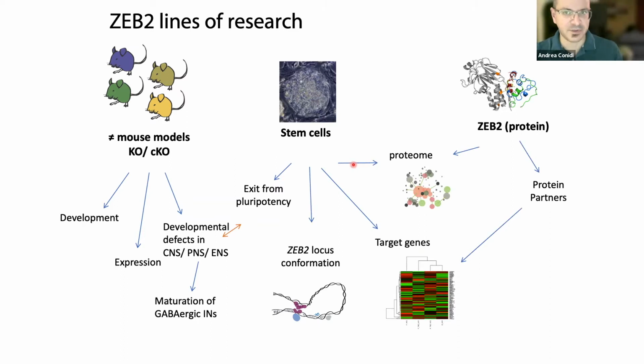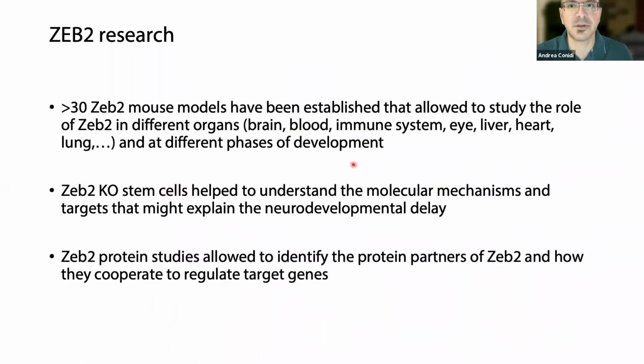We see how all these dynamic lines of research cross each other and help each other out in a way. So it's very nice. And we shouldn't forget that all this research in the end can be translated to the human condition, so Mowat-Wilson syndrome. In this case, more than 30 ZEB2 mouse models have been established so far that allowed us to study the role of ZEB2 in different organs, like the brain, the blood, the immune system, the eye, the liver, and so on, and at different phases of development.